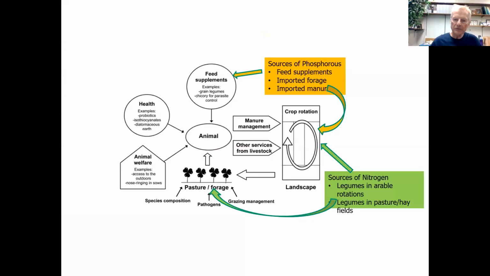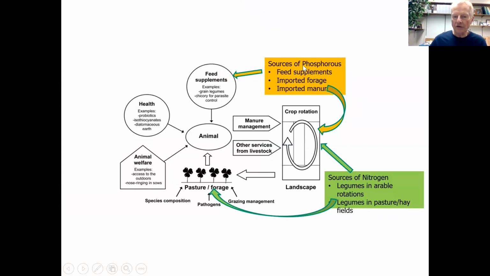So we've talked about nitrogen. So in this mind map or ecosystem of a crop livestock system, sources of nitrogen are legumes in rotation, like green manures that we graze, or legumes in the pasture or the hay fields.